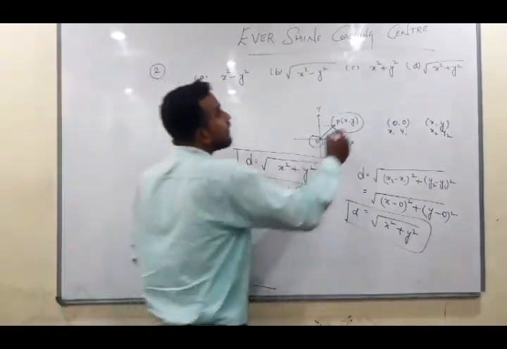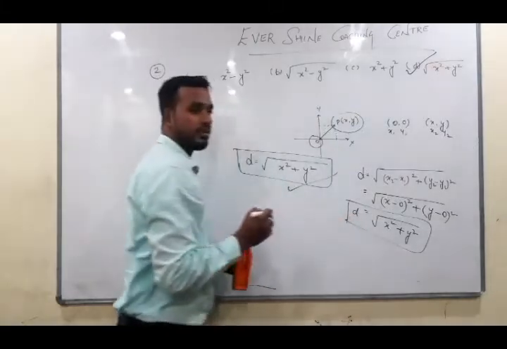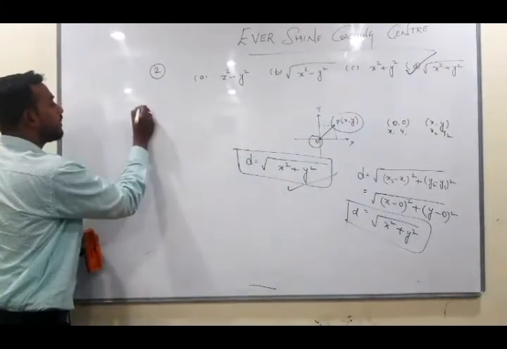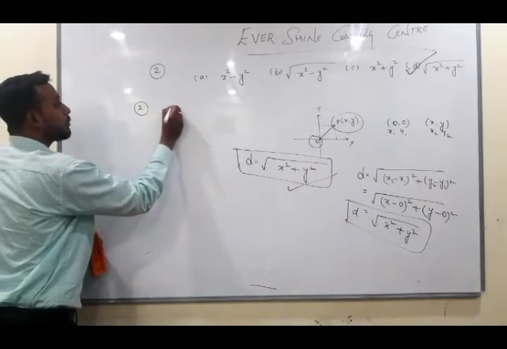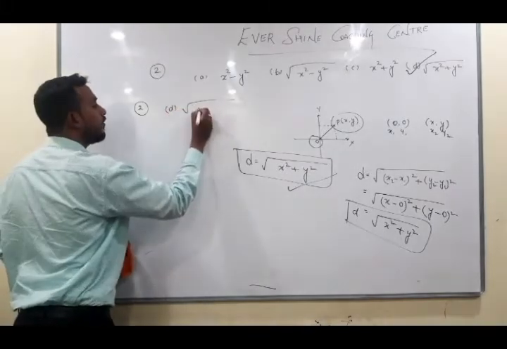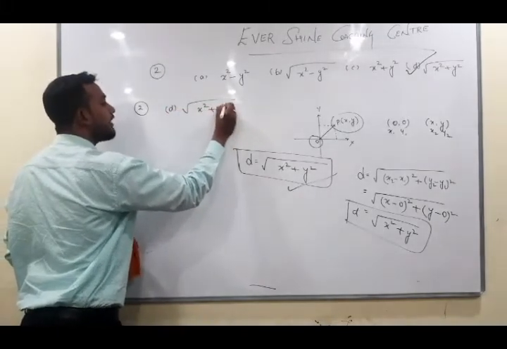Option D is the correct answer. Am I right? That's nothing but question number 2, option D, root of x square plus y square is our final answer.